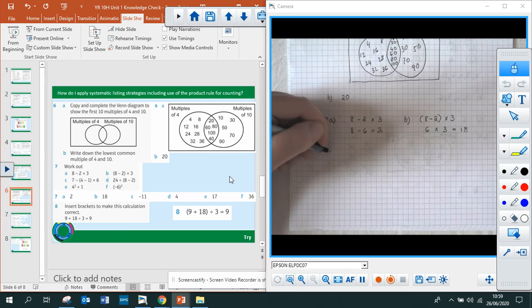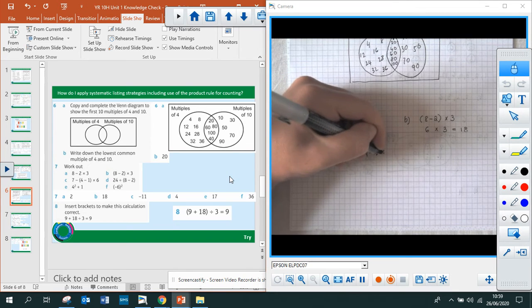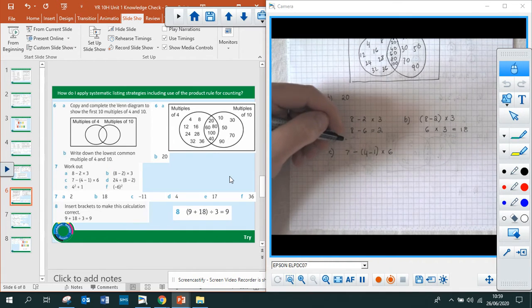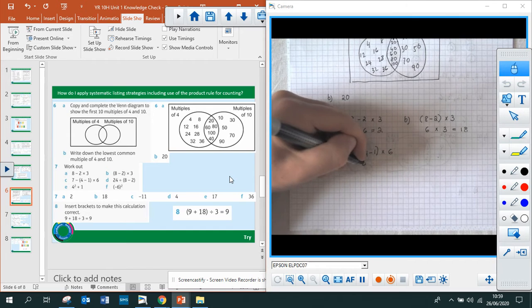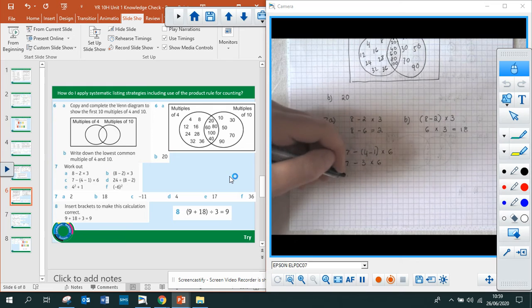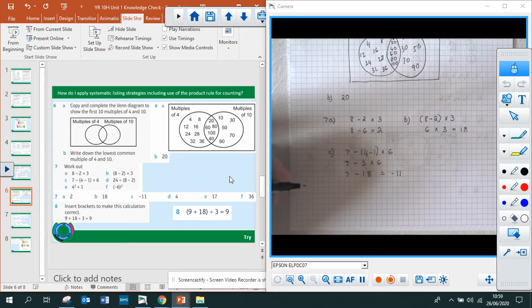Part C, we have 7 subtract brackets 4 subtract 1, all multiplied by 6. I'm going to start off with my order of operations and do my brackets first. 4 subtract 1 is 3, so that leaves me with 7 subtract 3 multiplied by 6. Now I think about my order of operations again. Multiplication comes before subtraction. So 3 times 6 is 18. So I'm doing 7 subtract 18, and 7 subtract 18 is negative 11.